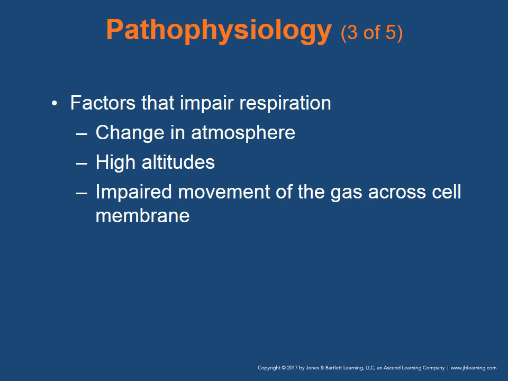Factors that impair respiration: change in atmosphere, high altitude, right? The same percentage of oxygen is at sea level as it is up here or even higher altitude, but those molecules are further apart. So it's more difficult for your body to get the amount of oxygen that it needs. Impair movement of gas across the cellular membrane.